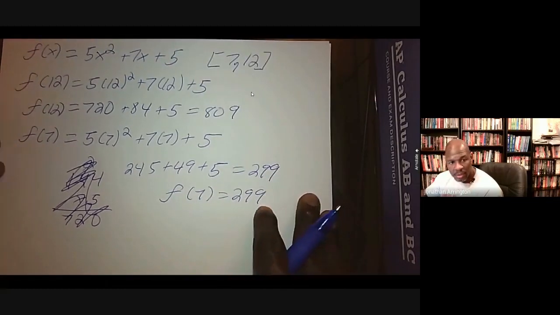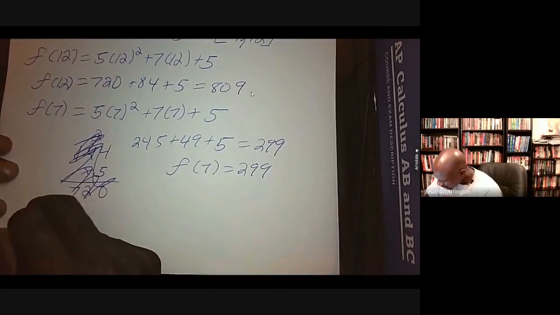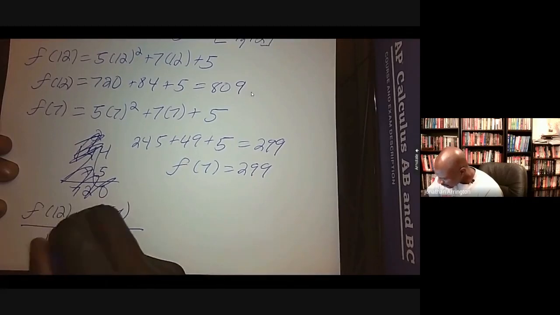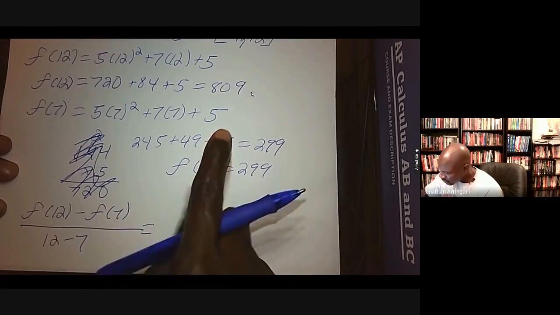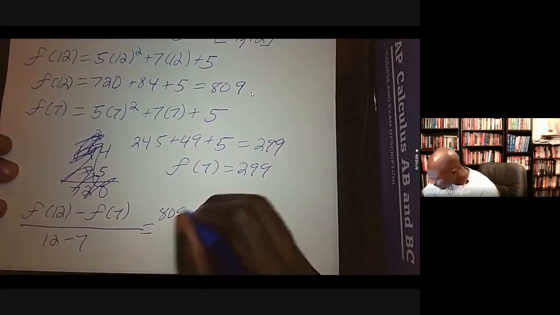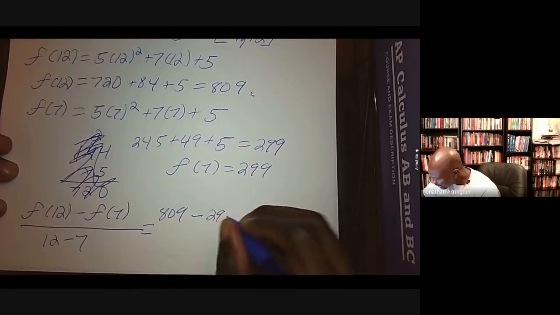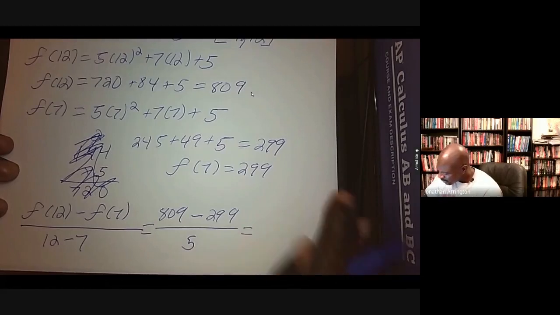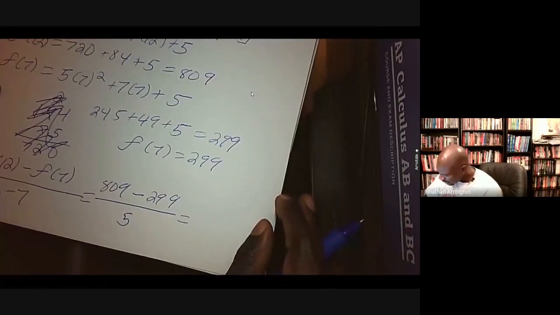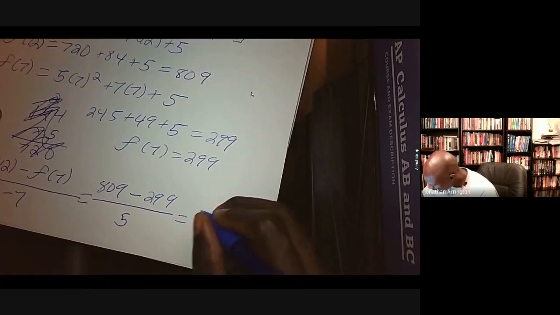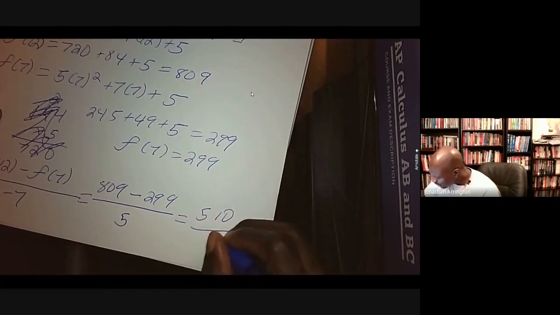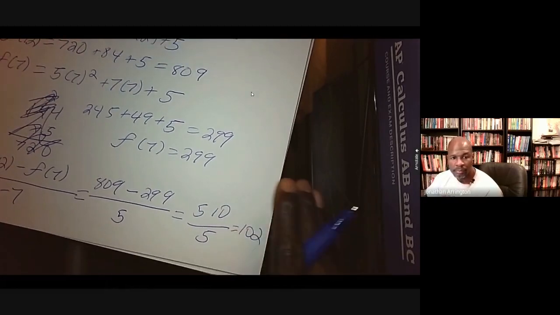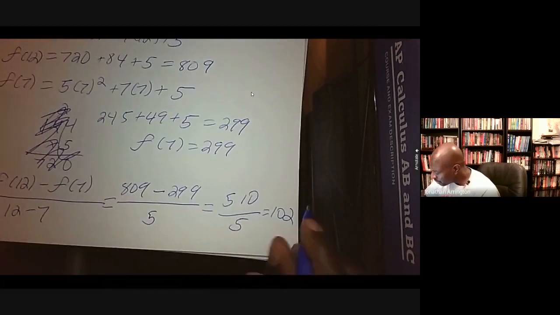So my formula is that f of 12 minus f of 7 over 12 minus 7. F of 12 is 809. F of 7 is 299. 12 minus 7 is 5. Let's see, when I do this subtraction, I should get 510, correct? That looks about right. And if I divide that by 5, it looks like that's 102. All right, so that looks to be 102.